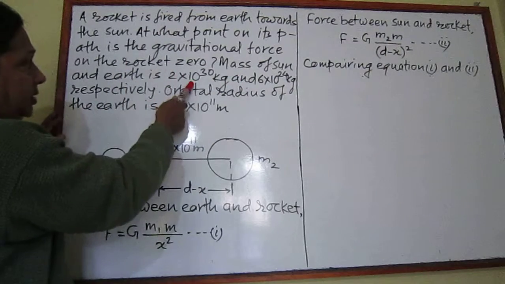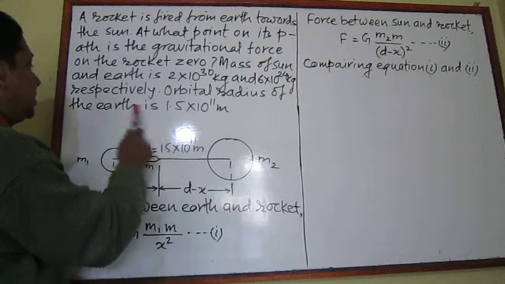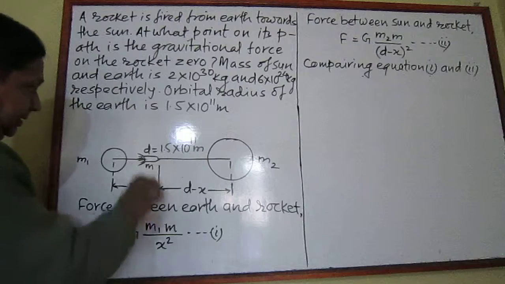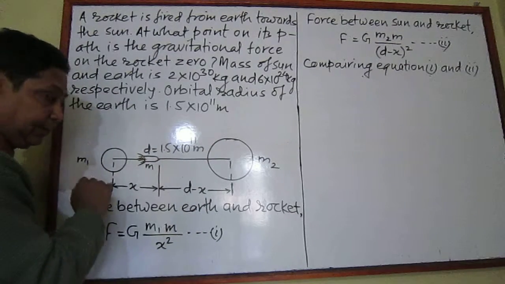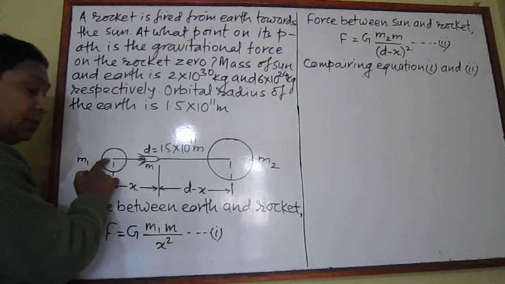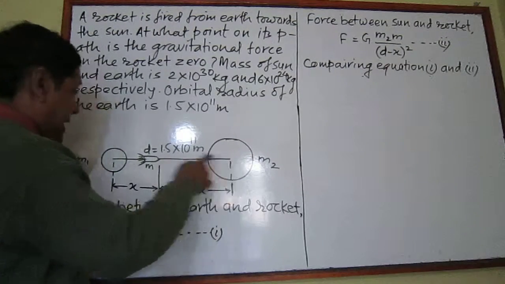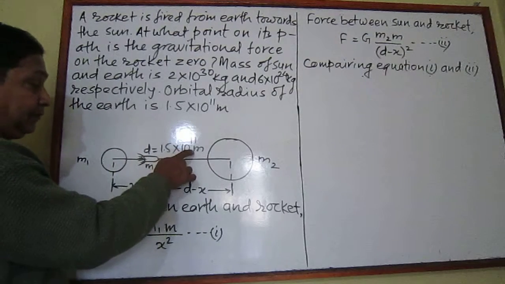Mass of the Sun is given here, and mass of the Earth is also given, and orbital radius of the Earth is also given. This numerical problem is diagrammatically represented like this. We can represent it this way. This is mass of the Earth, let's say m1, mass of the Sun is, let's say, m2, and distance between them, let's say d, and it is given.